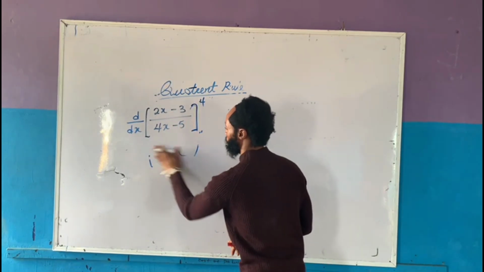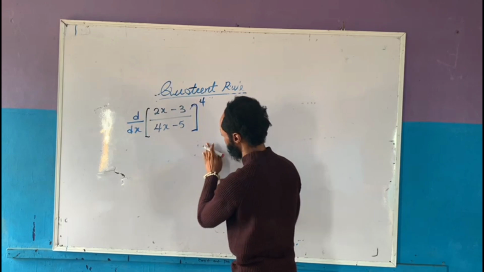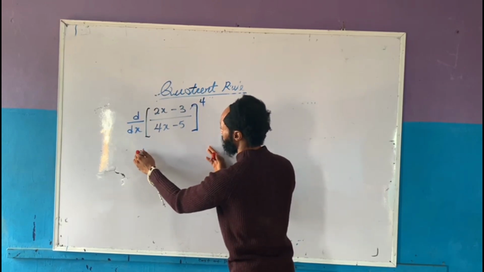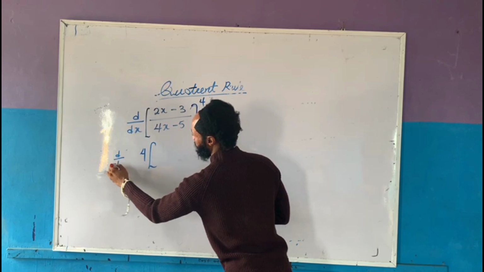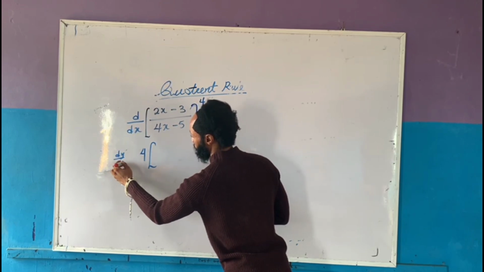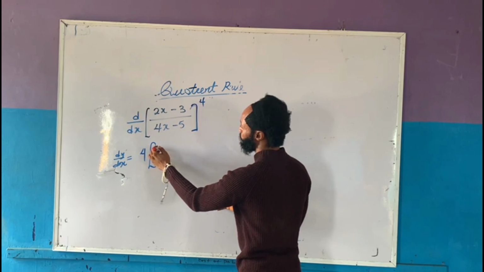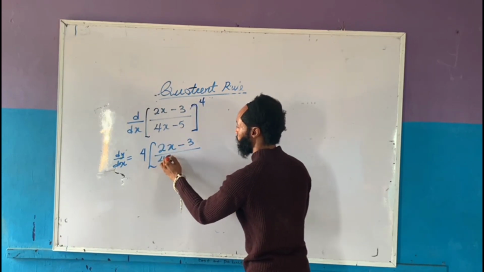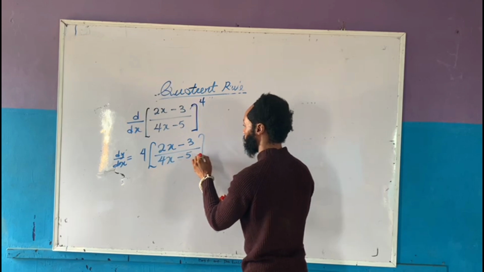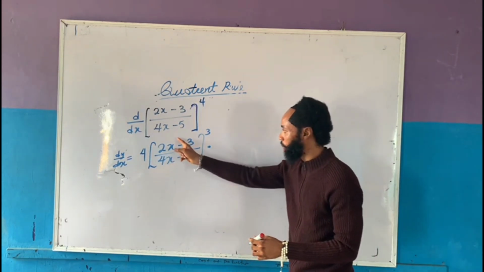So let's get down to it. The first one to differentiate is going to be 4 into the fraction: 2x minus 3 all over 4x minus 5, raised to the power 3, times we differentiate what we have inside. Now differentiate what we have inside.